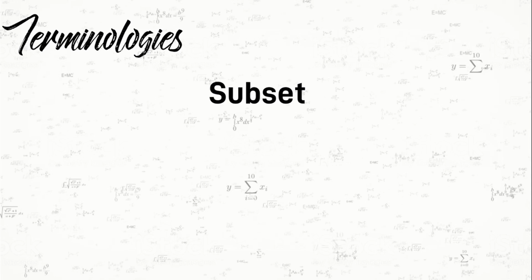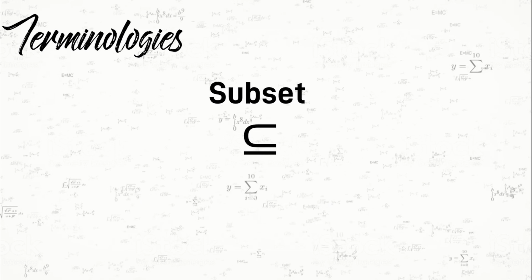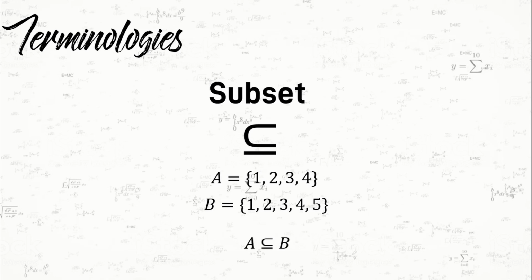Next, we have subset. A subset is denoted by this symbol. If every element of set A can be found in set B, then we say that set A is a subset of set B. Let's have this example. Let's say that set A has elements 1, 2, 3, 4, and set B has elements 1, 2, 3, 4, 5. Since all elements of set A can be found in set B, therefore we can say that set A is a subset of set B.